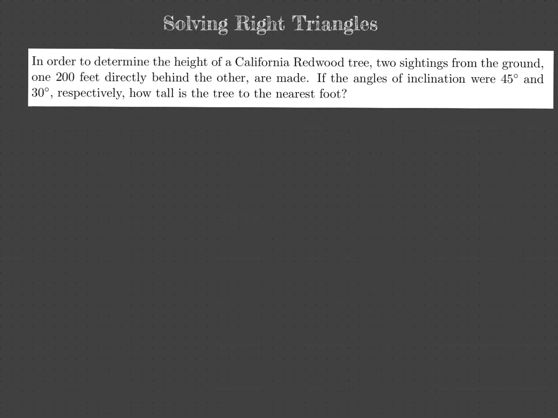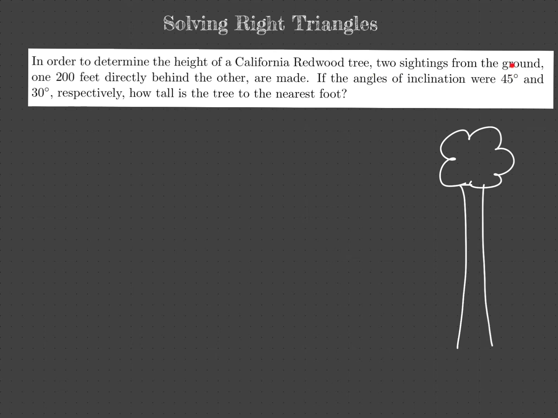Let's start off by just drawing that first triangle. So we know we have to have a tree, and that is the height of the right triangle. Here's our tree. We know that we have some sighting from it on the ground, and that angle of inclination looking up to the top of the tree is 45 degrees.